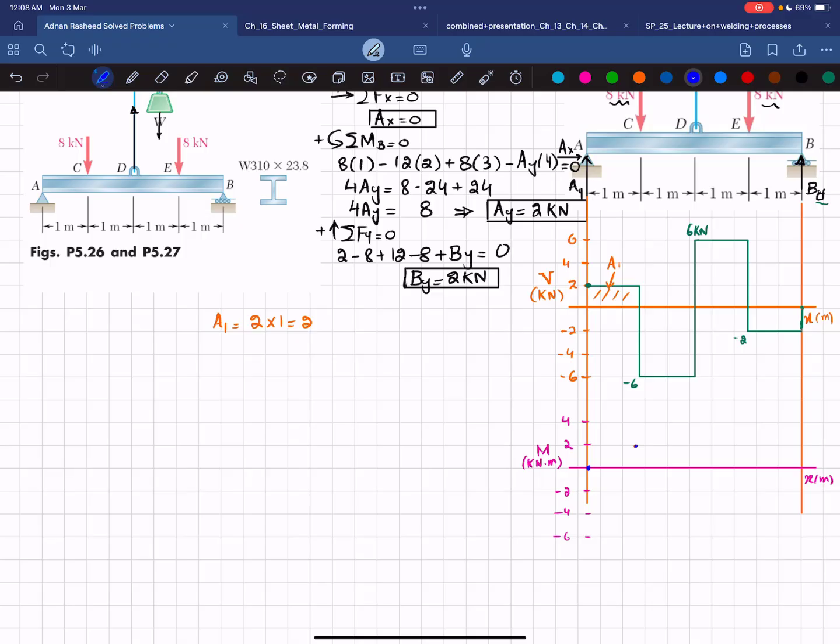Now you can see that shear force is a horizontal line with 0 degree and bending moment will be 1 degree higher. So it will be a straight line and slope will be increasing because this area is positive. I will draw this vertical line from this straight line.